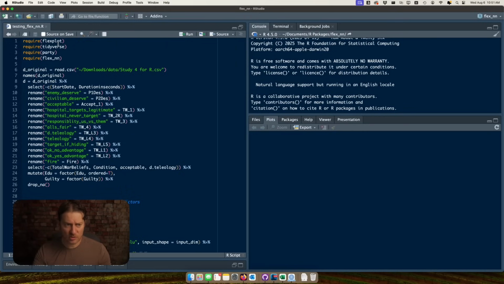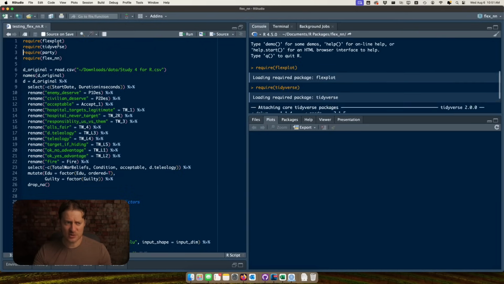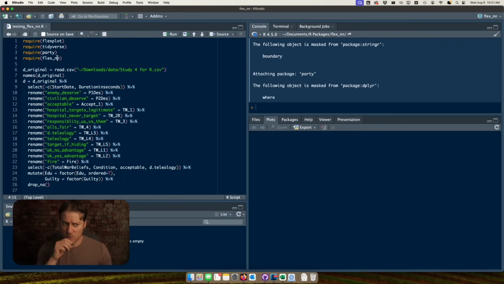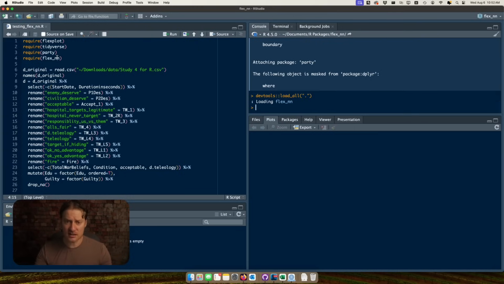So here I am. I'm going to require flexplot because then I can use all the functions in flexplot, which are embedded within flexNN. I'm going to require tidyverse because I always require that, and party because I'm going to do some random forest stuff. And then I'm going to require flexNN, or that's what I would do, but I am within an R package, and so I'm going to hit Command-Shift-L, because that's what you do when you are in an R package. If you don't know what I'm talking about, don't worry about it.